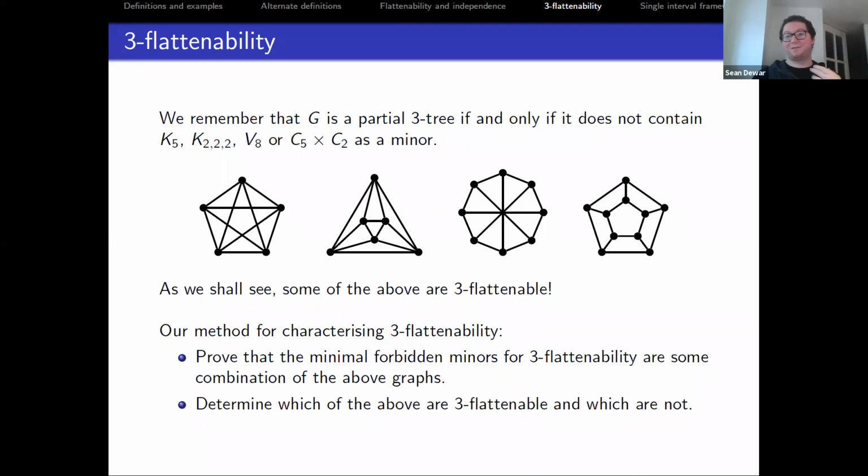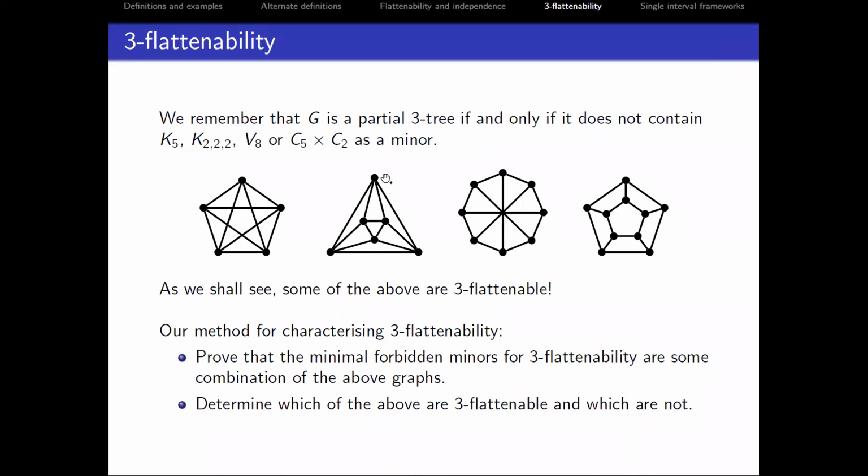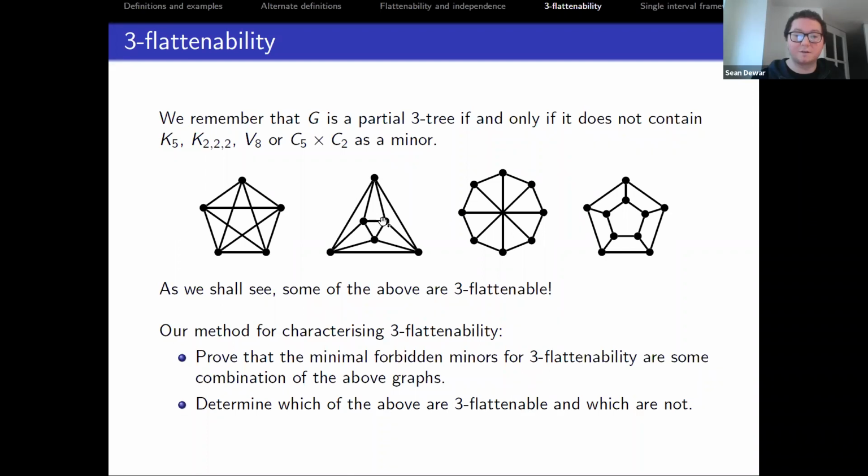And then the complete tripartite graph will involve your 3 sets, and every vertex here is connected to every vertex here and every vertex here, and the same for the other 2 sets. So K2,2,2 is going to be: you have 2 vertices not connected, 2 vertices not connected, 2 vertices not connected, but they're all connected to everything else. So here, this is not connected to this, this is not connected to this, and this is not connected to this.